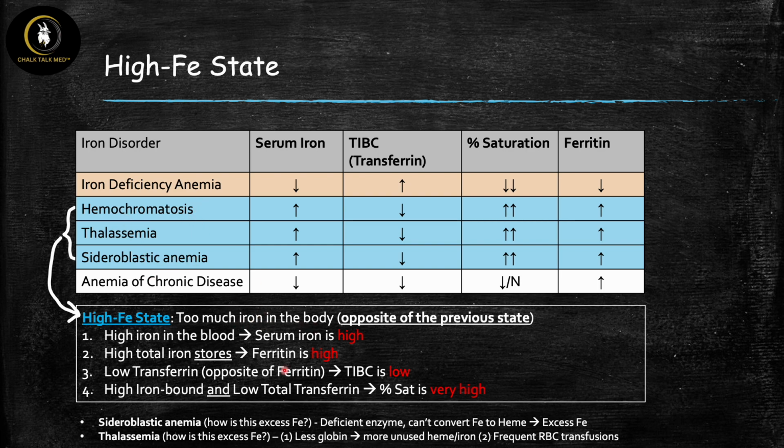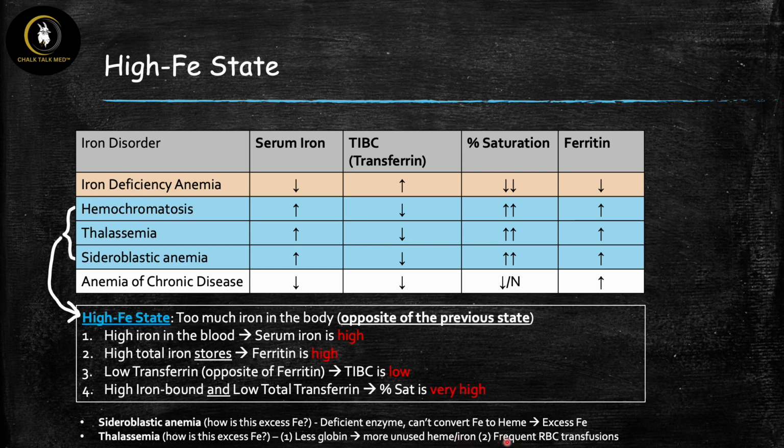In sideroblastic anemia, how does it cause excess iron? Well, remember here we have a deficient enzyme, so you can't convert iron to heme, and therefore this is going to lead to excess accumulation of iron by itself, and this is how you have too much iron inside of the body. And now in thalassemia, how does this cause excess iron? Well, one problem is that you have less globin, therefore you're going to have more unused heme and iron, therefore this is going to lead to the accumulation of iron.